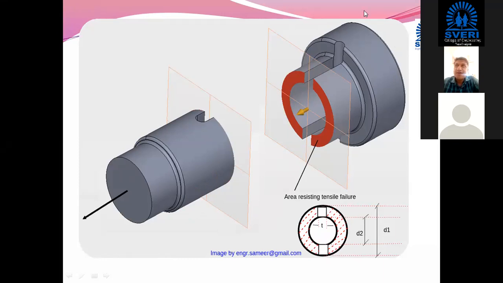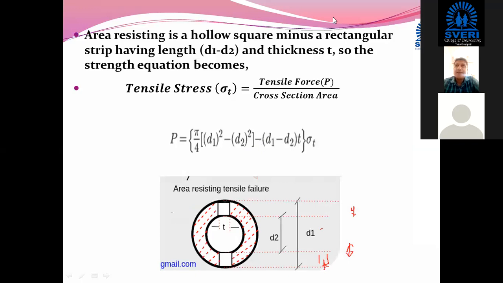Now these rectangular parts have values equal to d1 minus d2, here also d1 minus d2, and its width is t. So d1 minus d2 multiplied by t multiplied by 2. T is written here. Okay. So pi by 4 d1 square minus pi by 4 d2 square minus 2 into t multiplied by d1 minus d2. That will be the area. So we'll see that formula on the next slide.